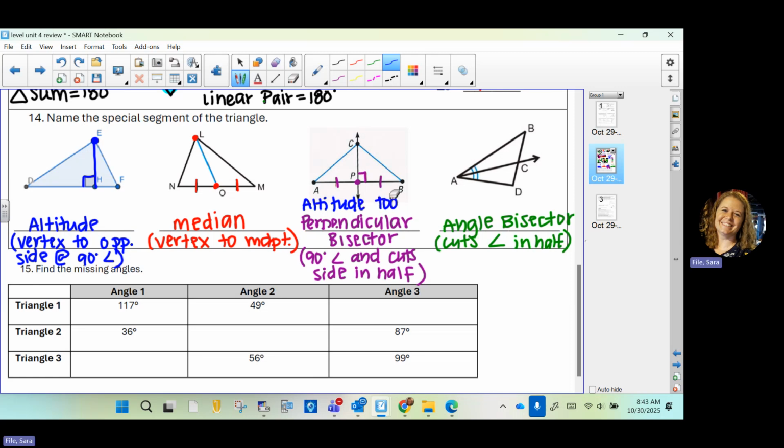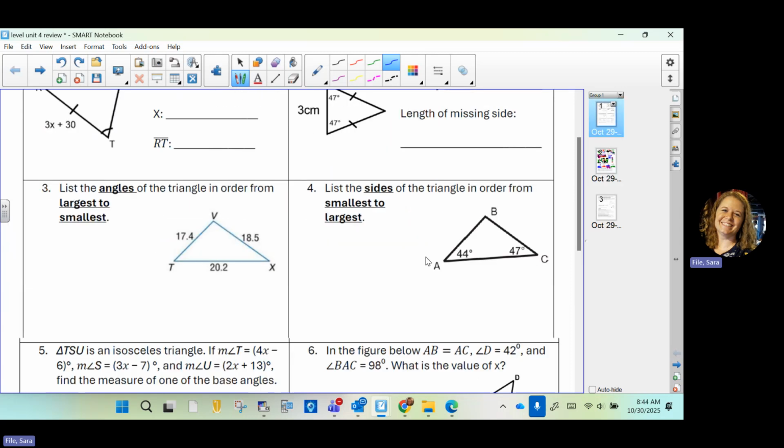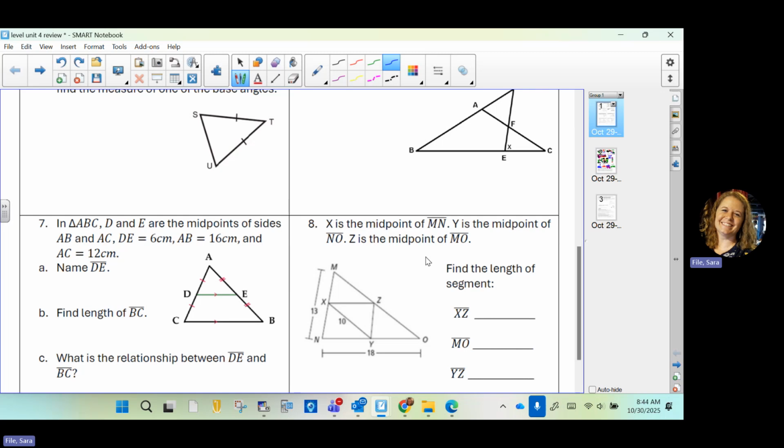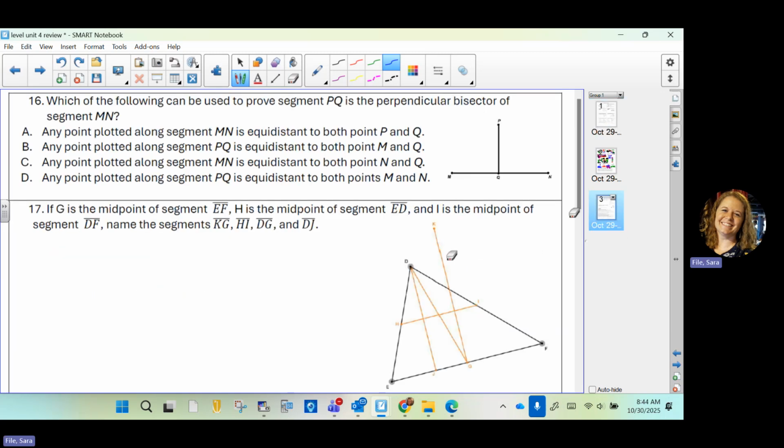Or altitude too. Now, not all perpendicular bisectors are altitudes, only if they go through the vertex. Okay, I think I'm just going to show you one. I know we haven't done it, but I'm going to try to show you a picture somewhere else.